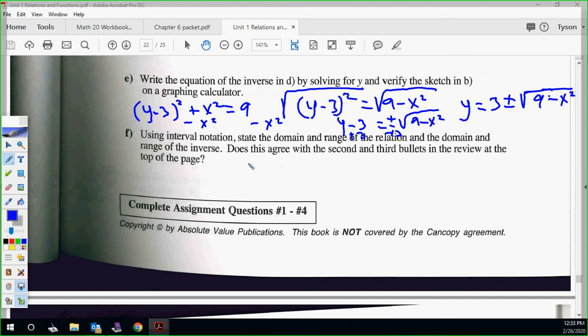Okay? So using interval notation, say domain and range of the function. Does this agree with your second and third bullets? Oh, were we supposed to do domain and range of the original? I might have forgotten that. Okay, so let's do the inverse first, and then we'll do the original. What is the domain of this guy that we just did here? We just talked about this: x is between -3 and 3. Okay, the range is what? Zero and 6.